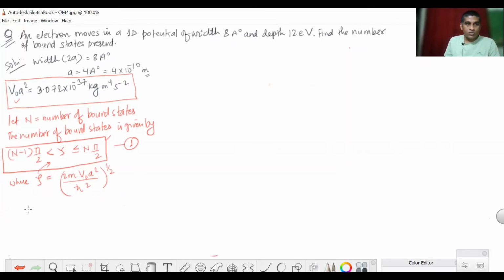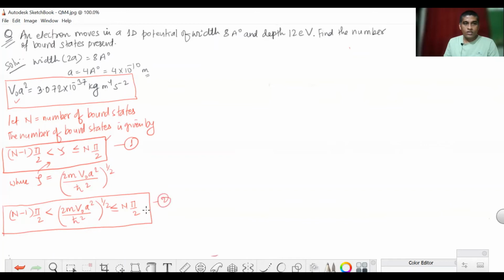So we can write (n minus 1) pi by 2 is less than gamma, and gamma is (2m V naught a square by h bar square) whole power half, is less than or equal to n pi by 2. So this is relation 2. Now we can rewrite this relation 2 in this way.